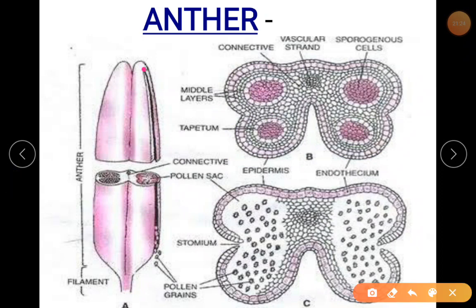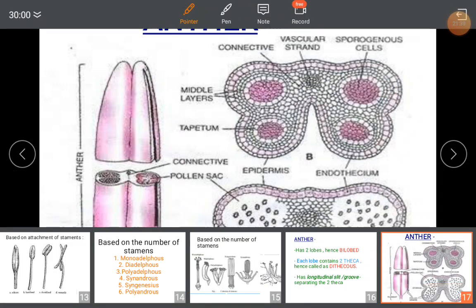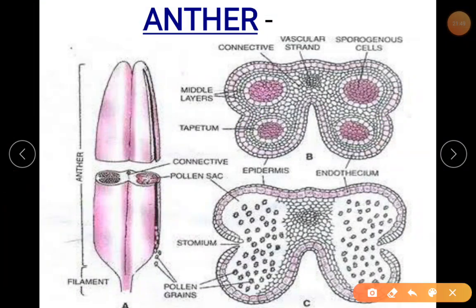Again, even this one you have to observe. You can find a slit here. You can find one slit, the split over here, which releases the pollen grains. That slit is actually here, at this portion. Why I said at this portion? You can observe here, the split has opened here. When it is mature, it opens here to release the pollen grains. So I hope the structure is clear.